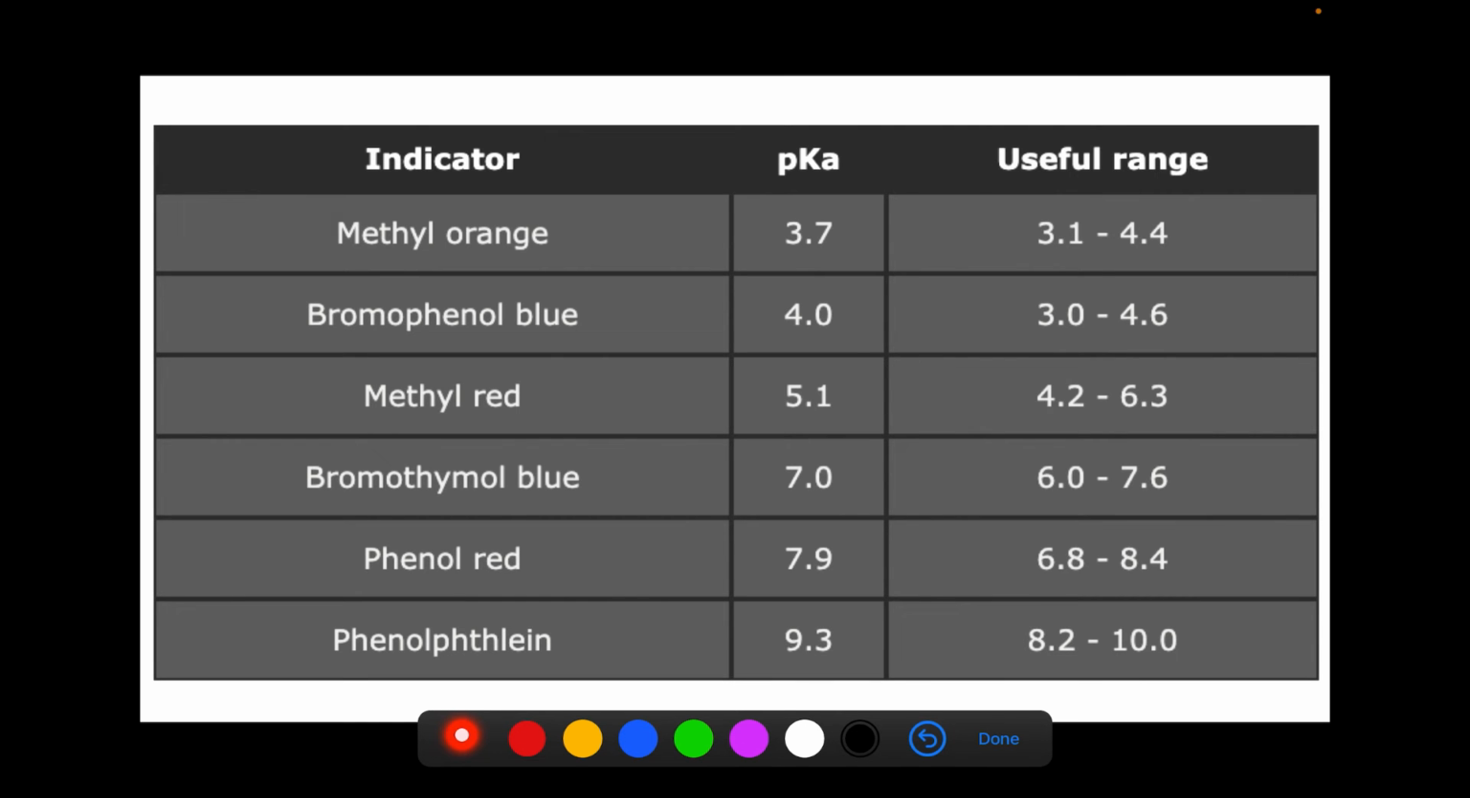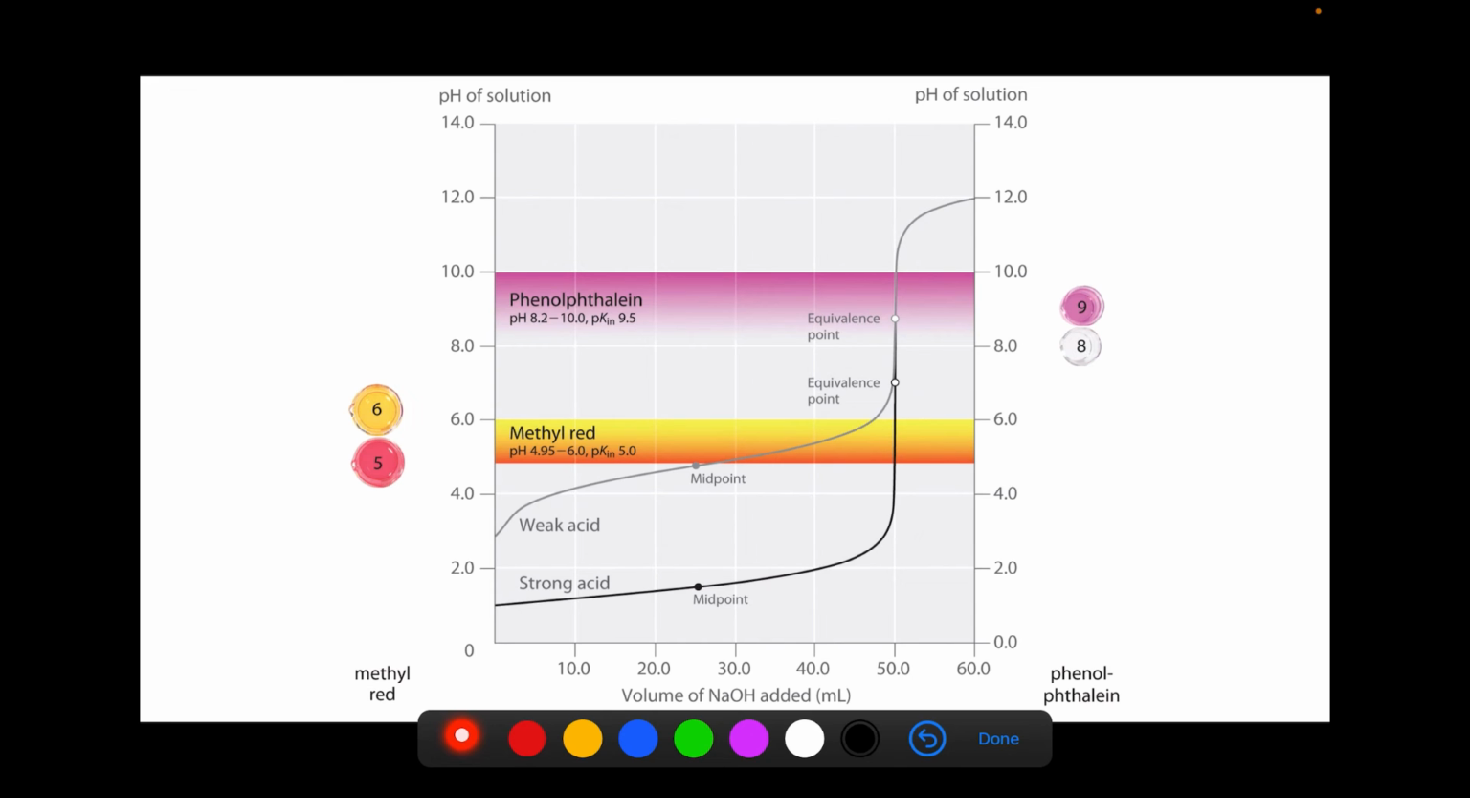As an example, here's a list of common indicators with their pKa's and change ranges. Notice that the pKa always corresponds to the range in which the indicator changes color. Looking at it on a titration curve, this curve shows two different titrations, the dark blue line indicating the titration of a strong acid with a strong base, and the pale gray line indicating the titration of a weak acid with a strong base.